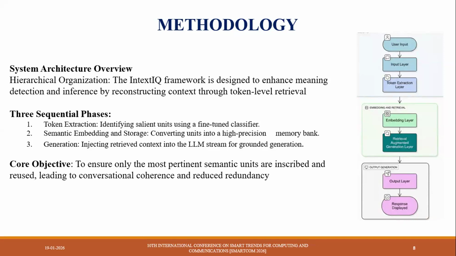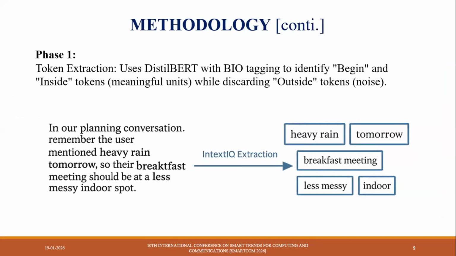The core objective is to retain the most relevant sentiment units, ensuring coherence while minimizing redundancy. So, in phase 1, we use DistilBERT with BIO tagging. Tokens are classified as begin, inside, or outside. Only meaningful tokens are retained while noise is discarded. These steps ensure high precision during sentiment memory construction.